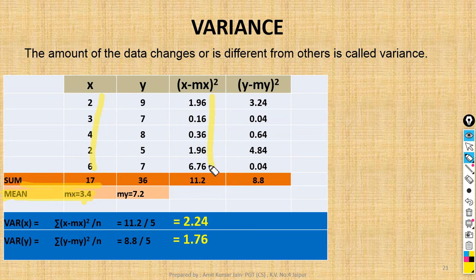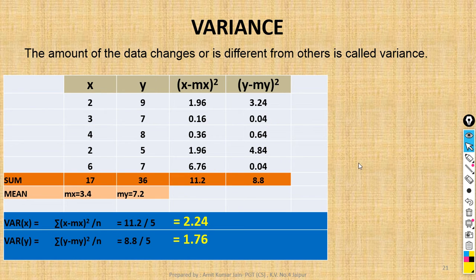In the same manner, we will find all the values for x minus mx whole square. Finally, we will find the summation of these values. This is the formula of variance: summation of x minus mx whole square divided by n. The 11.2 value will be divided by 5 and we get the variance. In the same manner, we can find the variance for y.